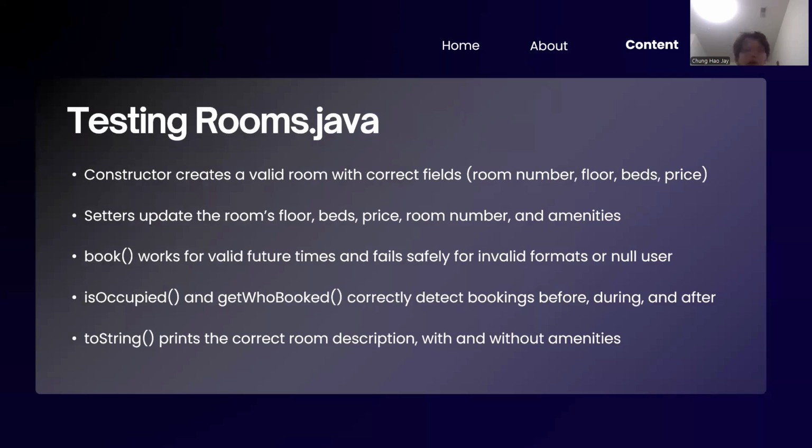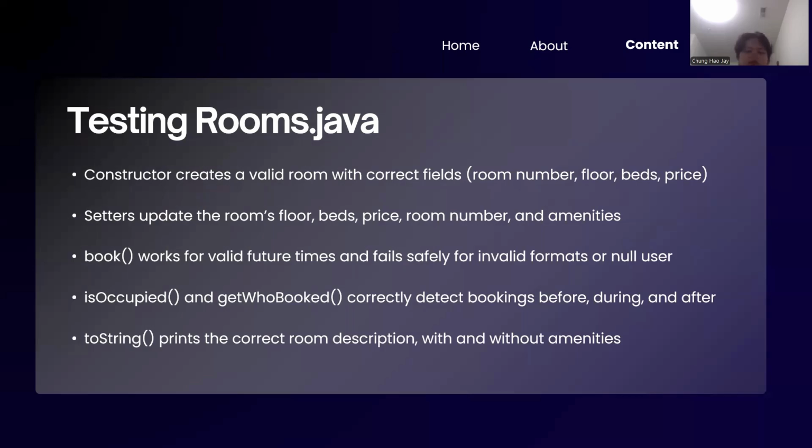For the next one, we have testing Room.java. Basically, for this, we tested that the constructor correctly initializes fields such as room number, floor, beds, and also price. We also verified that setters properly update the room's values, including amenities. We tested the book method with valid future times and checked the user and bed time format. We also confirmed that occupied and getWhoBooked correctly detect whether the room is booked before, during, or after the reservation.